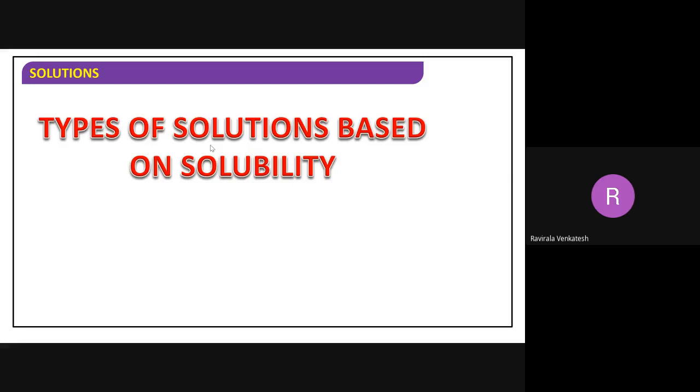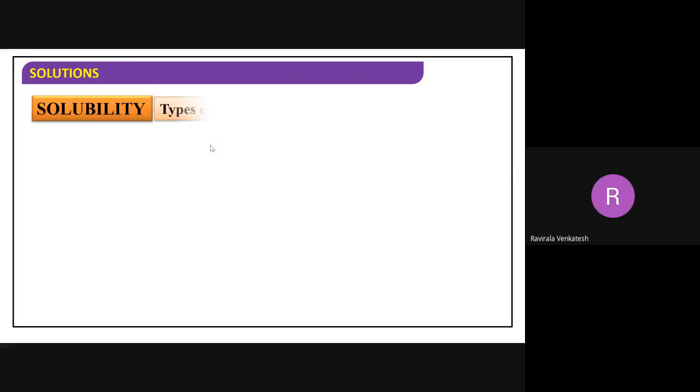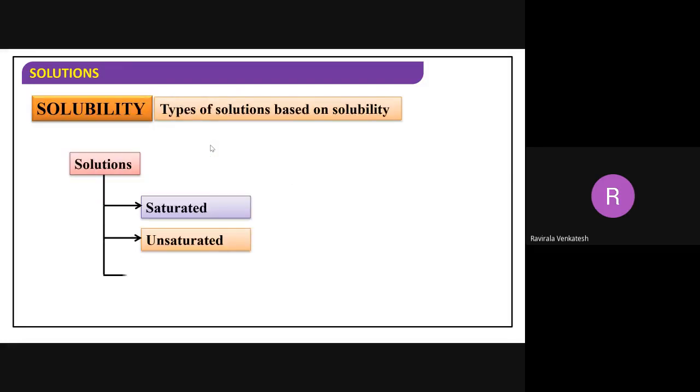Now, types of solutions based on solubility. There are three types of solutions: saturated, unsaturated, and supersaturated. Saturated means that if you add any more salt, the salt will not dissolve. It never dissolves any further amount.